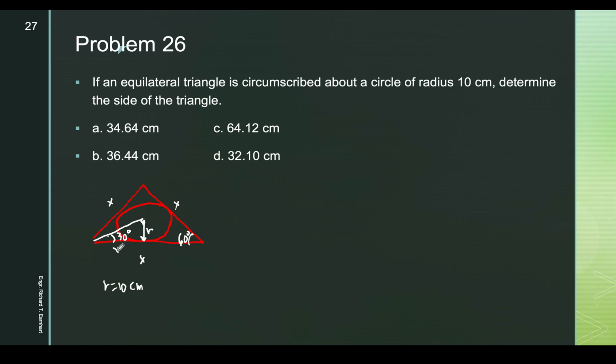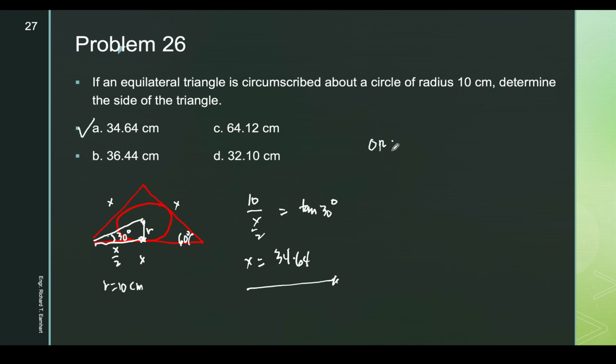And this side must be X over 2. So using this right triangle, R is 10, so 10 over X over 2 is equal to tangent of 30 degrees. So we can solve for X here, which is 34.64. So this is the required answer.